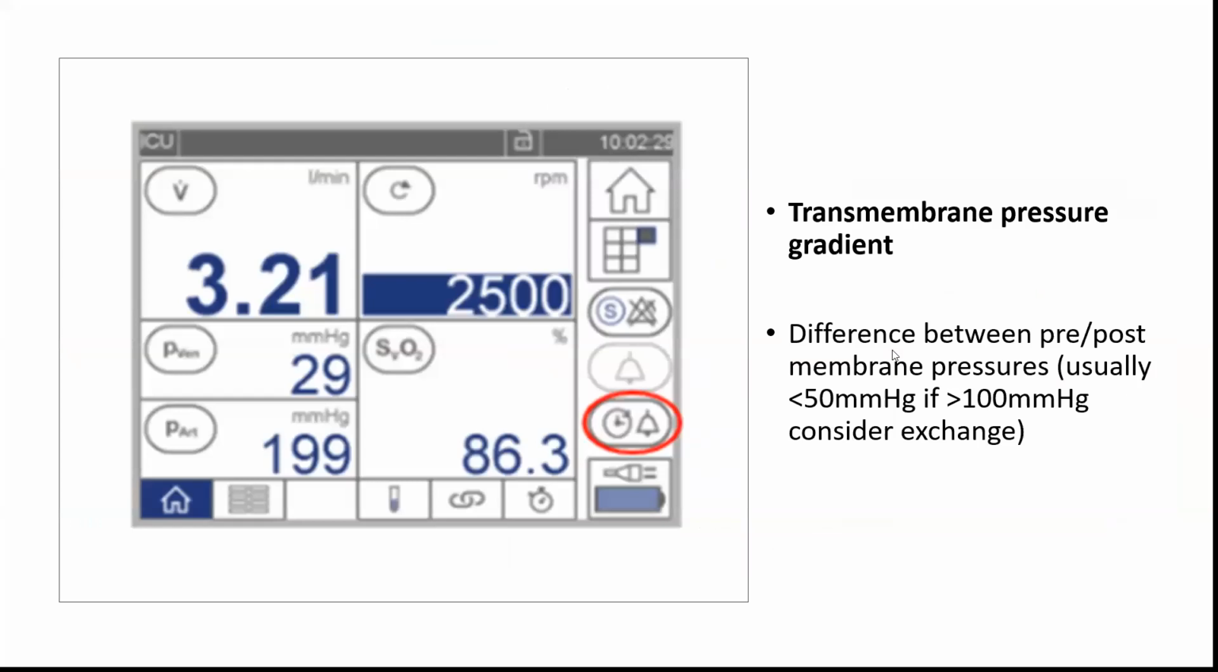There are pressures measured across the oxygenator. The pressure difference in the blood before and after the oxygenator is usually less than 50. If that pressure starts to go up really high, there's some type of blockage happening, most often some type of thrombosis. If it gets above 100, this is something perfusionists can check for you. Say, can you give me an oxygenator evaluation? If it's above 100, you may need to consider exchange, especially if the gas exchange is not appropriately happening.